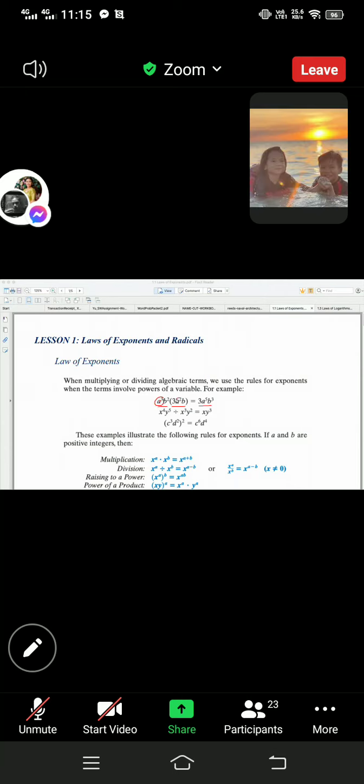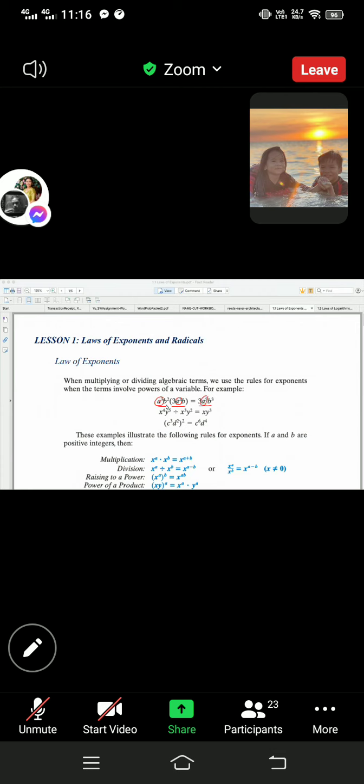a squared, we have to combine. So that becomes, we have to multiply, right, one by one. So that is a to the power of 5. That is the result, a to the power of 5.